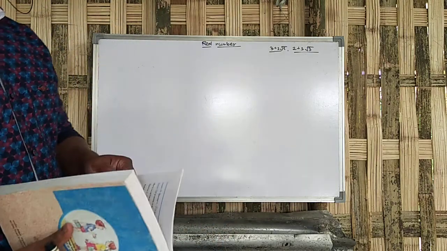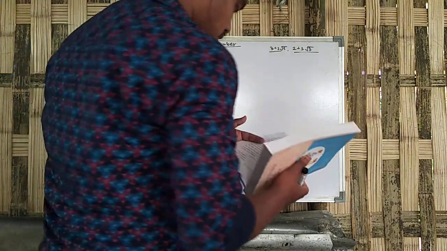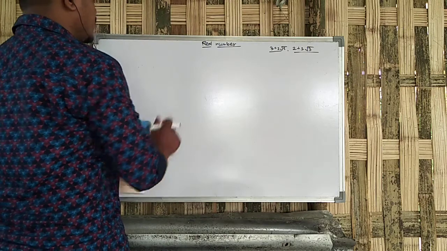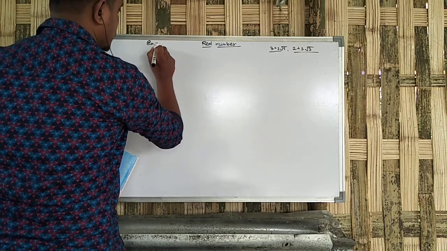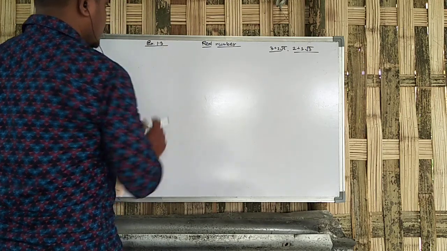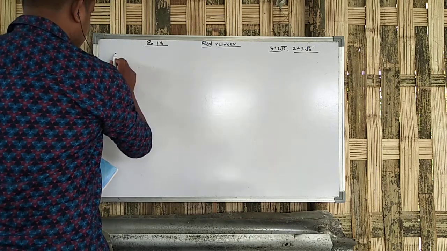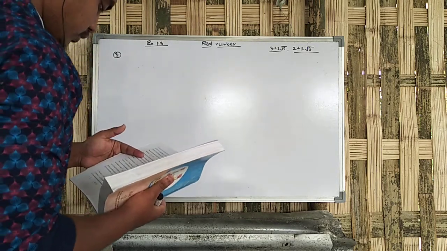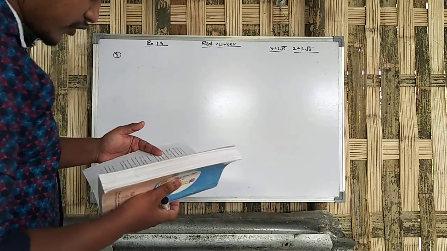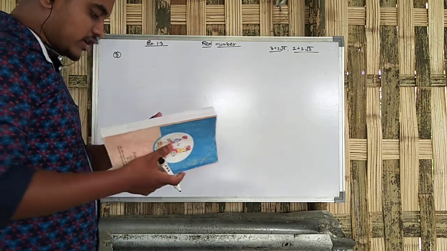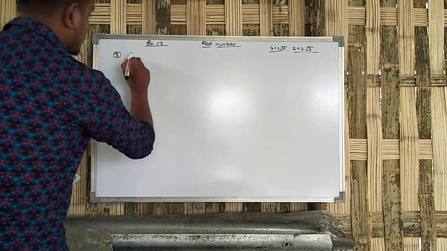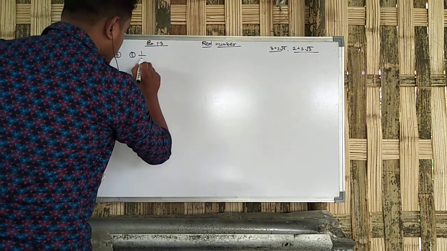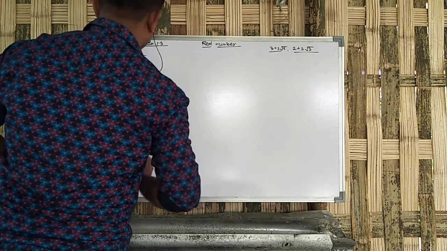Now we are going to discuss exercise 1.3. Question number 1 and 2 we have already discussed. That's why we are going to discuss question number 3. Here in question number 3, we have to prove that the following are irrational numbers. The first one is 1 by root 2. So we need to prove that 1 by root 2 is an irrational number.